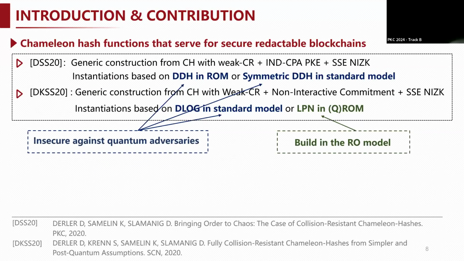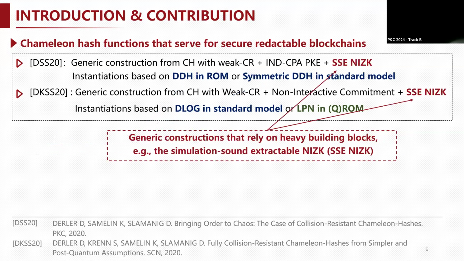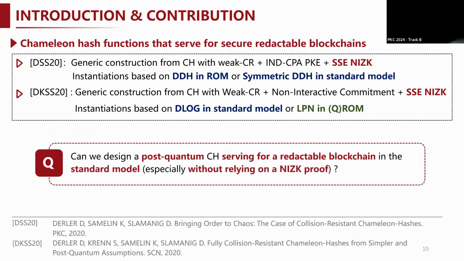Recently, there are several chameleon hashes with full CR proposed. However, they are either based on DDH or D-log assumptions, and thus not quantum safe, or rely on the random oracle model. Besides, these chameleon hashes all use heavy tools like extractable NIZK in their constructions. So it is natural for us to ask, can we design a post-quantum chameleon hash serving for the redactable blockchain in the standard model, and especially without relying on NIZK proof?